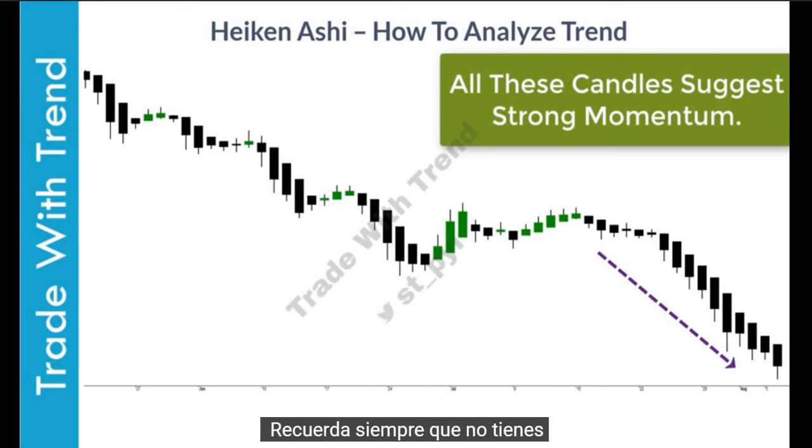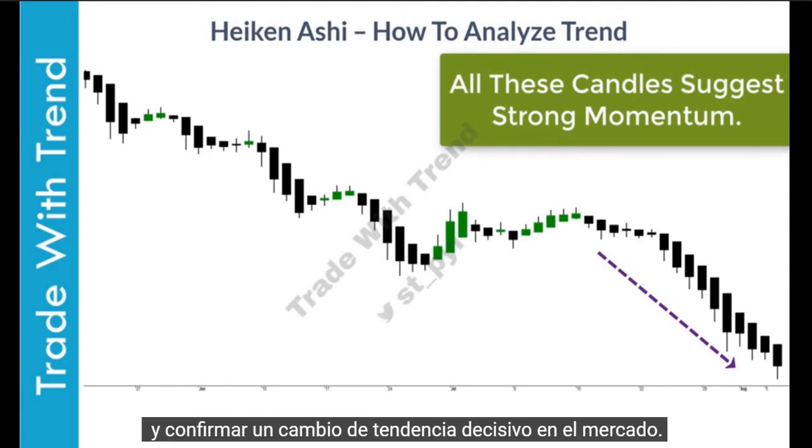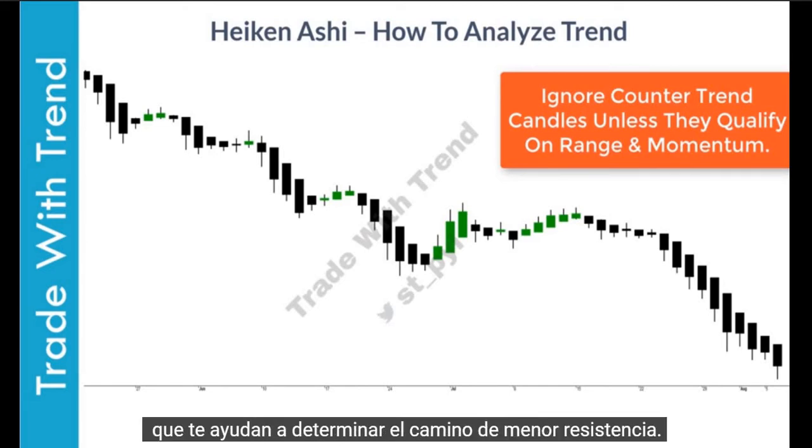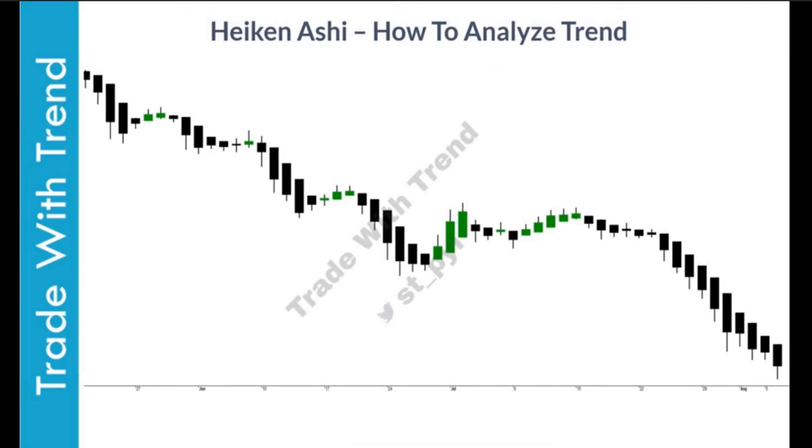Always remember, you don't have to react to counter trend candles unless they are wide in range and confirm a decisive trend shift in the market. In Heikin Ashi, you have to learn to ignore irrelevant candles and focus on candles that help you determine the path of least resistance.